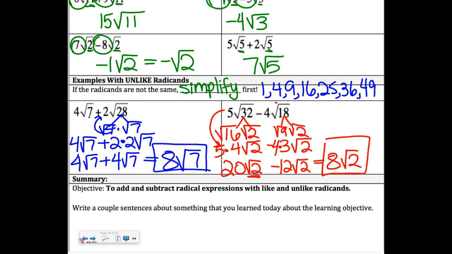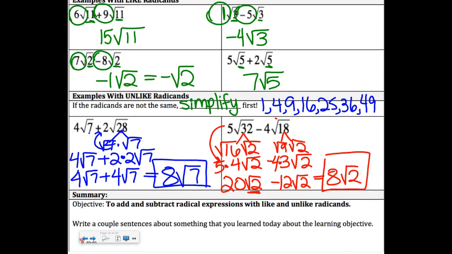So today you are going to have problems like the ones above, where you have like terms and you're just going to take the numbers in front and add or subtract them. You might have some like these where you'll have to simplify first and then add or subtract them. Okay, so reminder, the only way you can do this is if your square roots are the same.